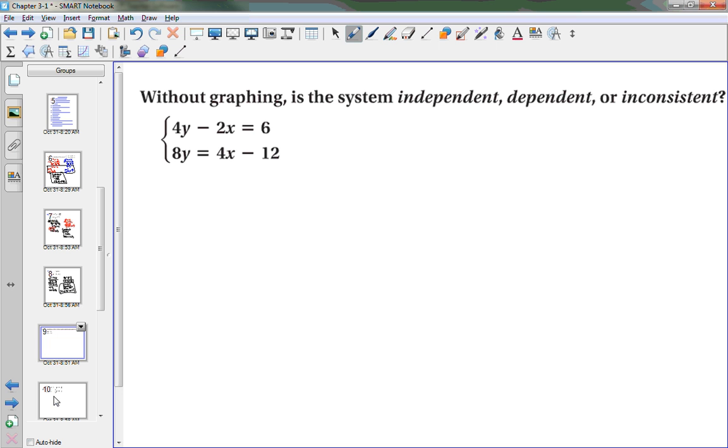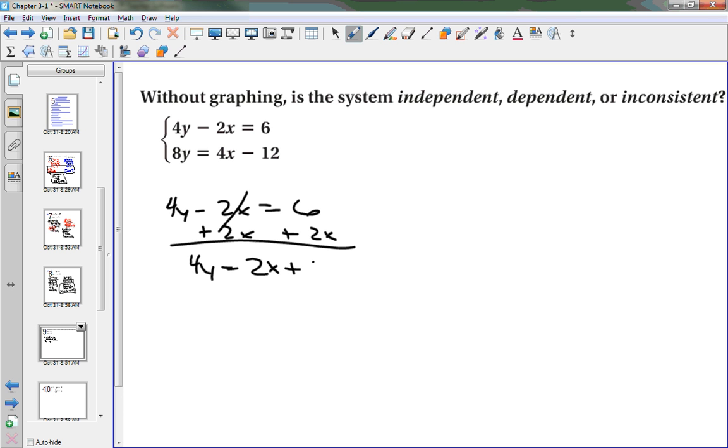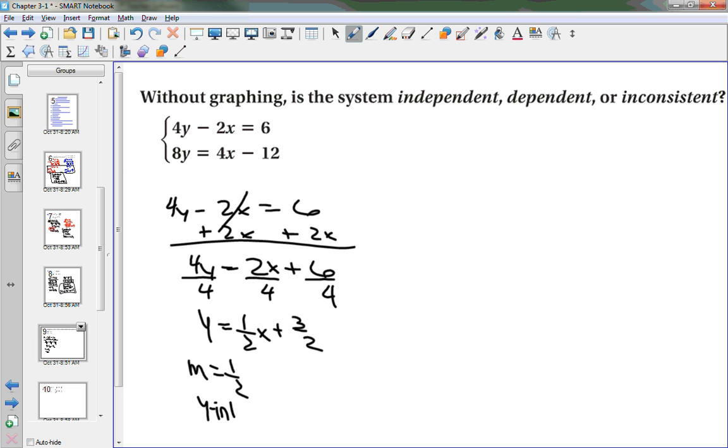Okay, last one I'm going to do with you, and then I'm setting you guys free here. I need to solve each for y, correct? So I'm going to have 4y minus 2x is equal to 6. Add the 2x. 4y is equal to 2x plus 6. Divide each term by 4. y is equal to 1/2 x plus 3/2. What's my slope? My slope is going to be 1/2. And my y-intercept? 0, 3/2.